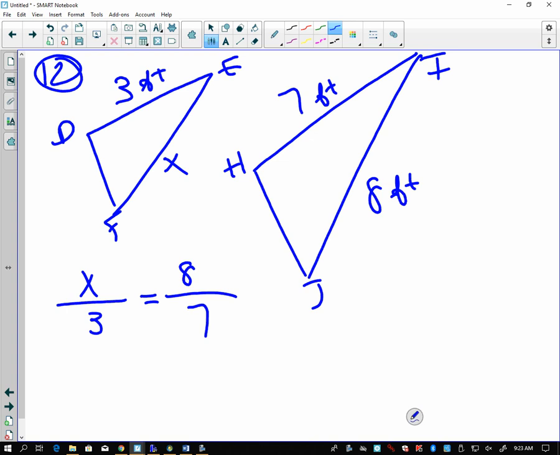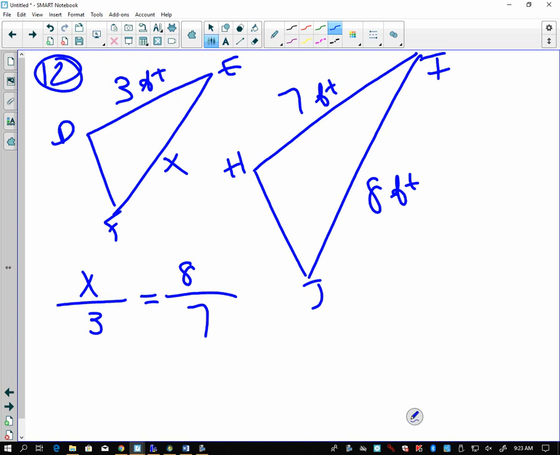Okay, there's a number of different ways that we could write this ratio. We could have said 3 over X equals 7 over 8. It would have been the same thing. We could have said 3 over 7 equals X over 8, right? All right, so let's just look at this. So we are going to do what now that we have a proportion?